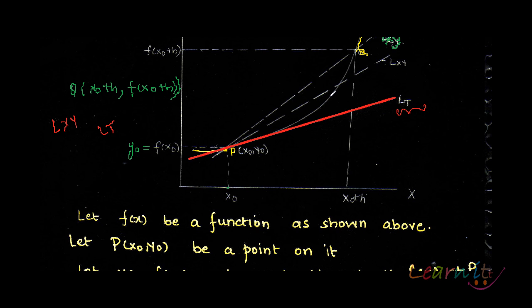LXY, if you notice, is cutting through the function. It's cutting through the function, in fact, at 2 points, okay? In case we make LXY start moving and moving so that it's just touching at point P, what will happen? LXY will turn into the tangent line, okay? So that is what is our aim.